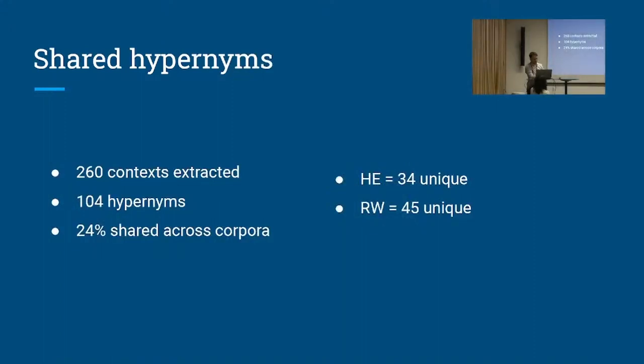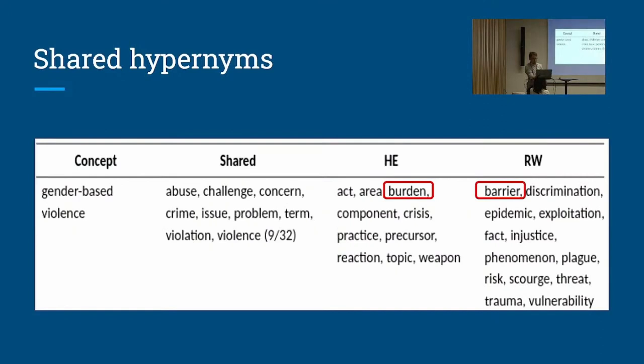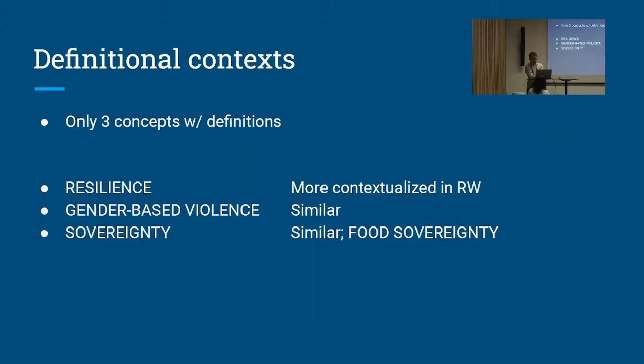We also looked at the shared hypernyms of these concepts. We got several hundred hypernyms, 260 contexts, 100 hypernyms, more or less, and those were shared about 1 out of 4 times between the two corpora. So for example, with gender-based violence, you can see shared hypernyms like abuse, challenge, problem, concern. These appear in both corpora, but in the Humanitarian Encyclopedia one, we might have burden, and in ReliefWeb, we have barrier. And we could get into a detailed analysis about how we want to classify those. Are they really similar? Are they different?